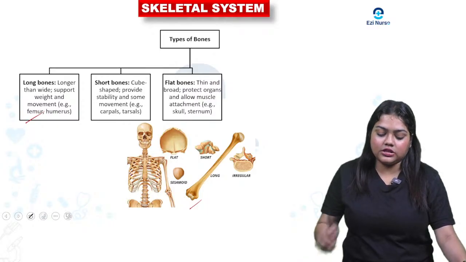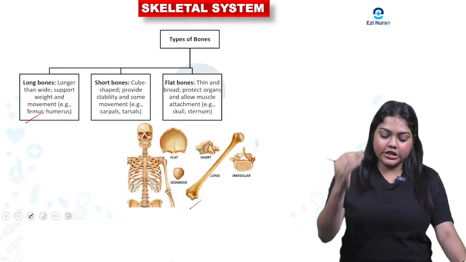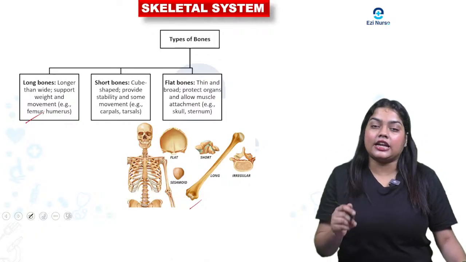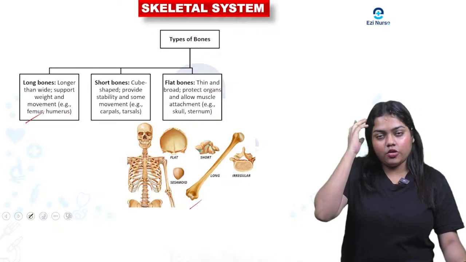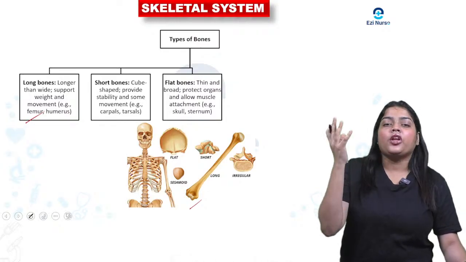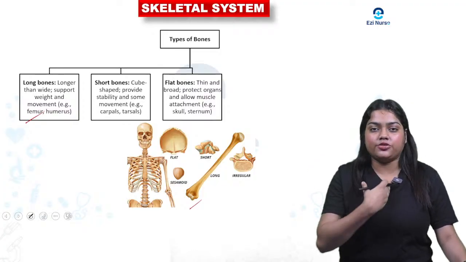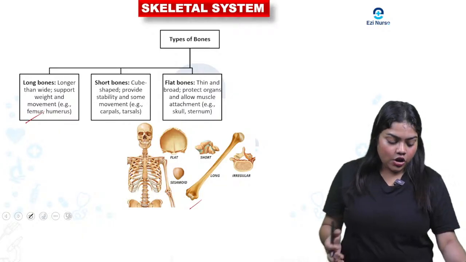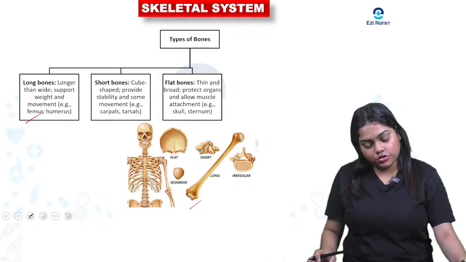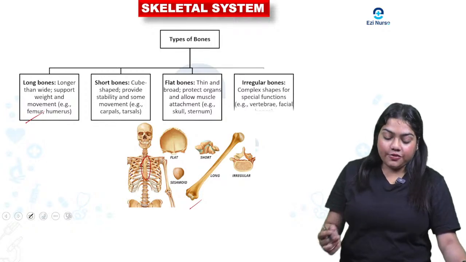These are the thin and broad bones, which protect the organs and allow muscle attachment. I already told you the flat bone is there in our head, for protection of our brain. And in the middle of our rib cage we have the sternum to protect the heart and all. This is the sternum, so this is also a flat bone.